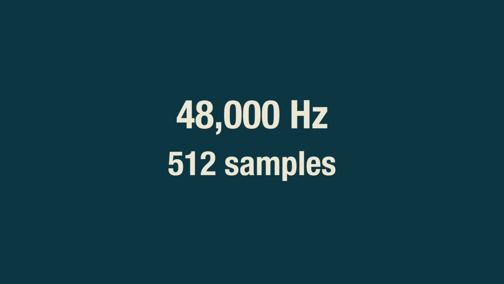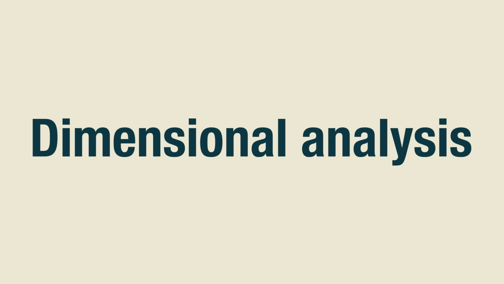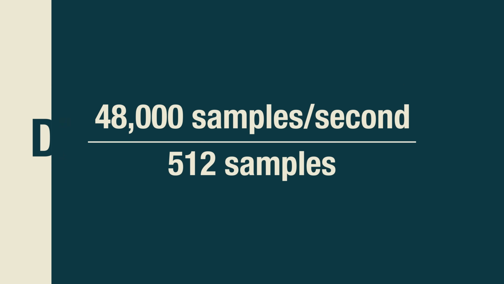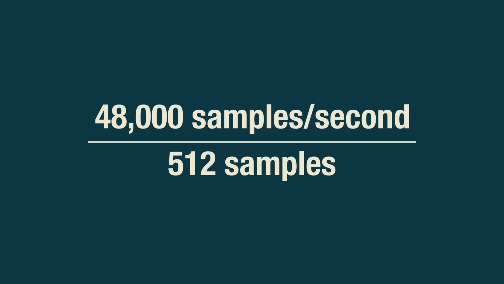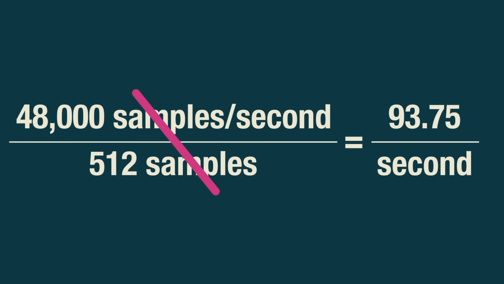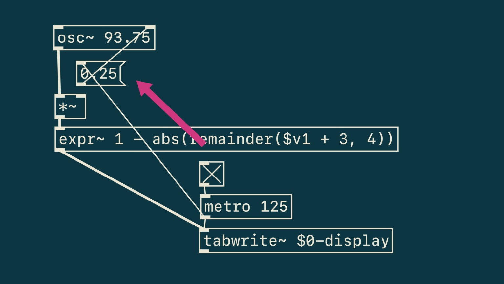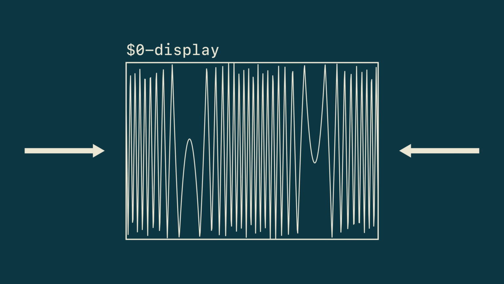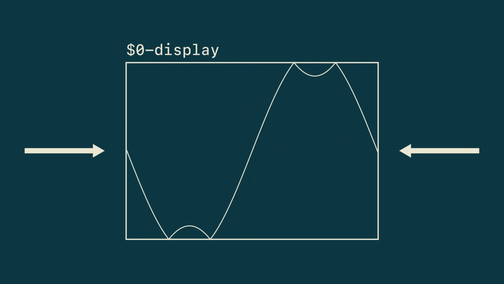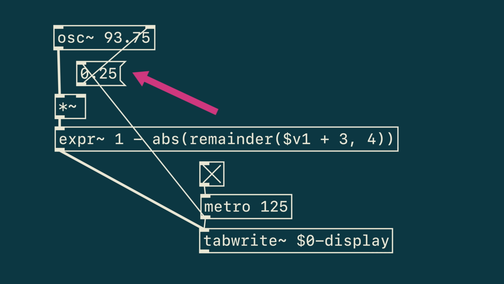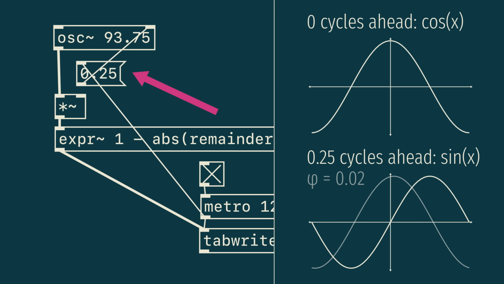I derived the frequency using dimensional analysis, an old science class trick. Divide 48,000 samples per second by 512 samples. The samples cancel out, and you get 93.75 inverse seconds, better known as hertz. Second, metro triggers a message to reset the phase of the oscillator. I want both ends of the wave at 0 so they don't jump around when I apply gain. The message is 0.25 because a sine wave is a quarter cycle off from a cosine wave.